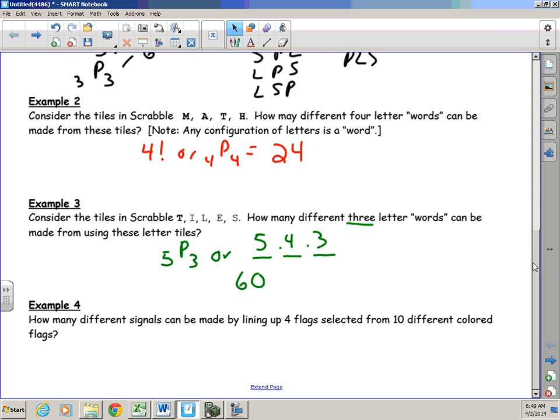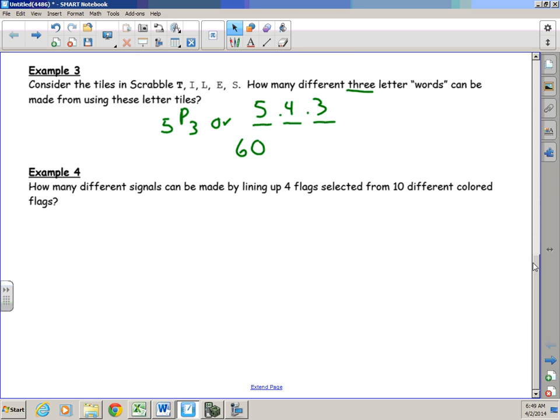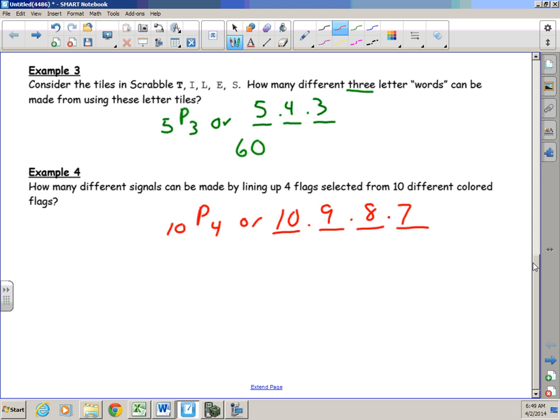Okay? And then finally, I have 10 flags. I'm going to select 4 of them. So that's either 10P4 or 10 times 9 times 8 times 7. And in either case, that's 5,040 different arrangements of flags. Okay? All right, so now let's take some derivatives of this.